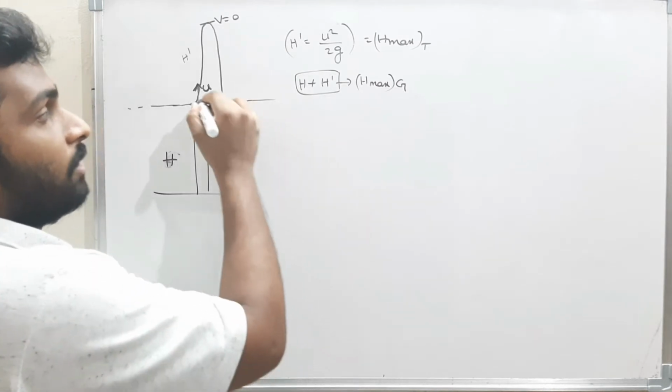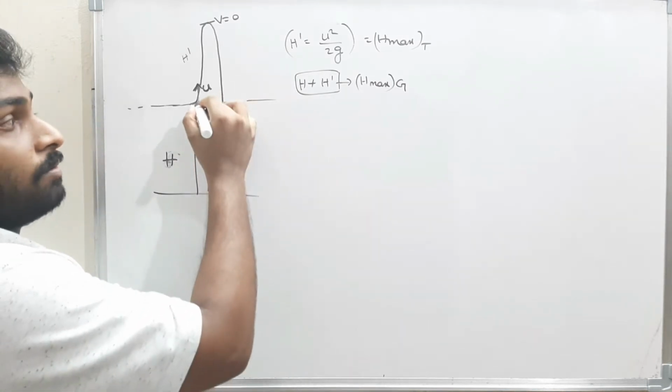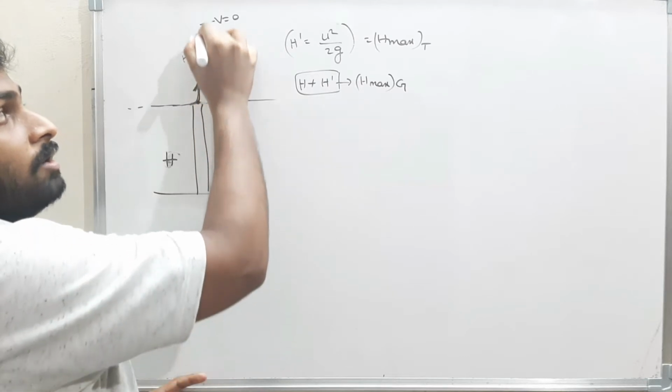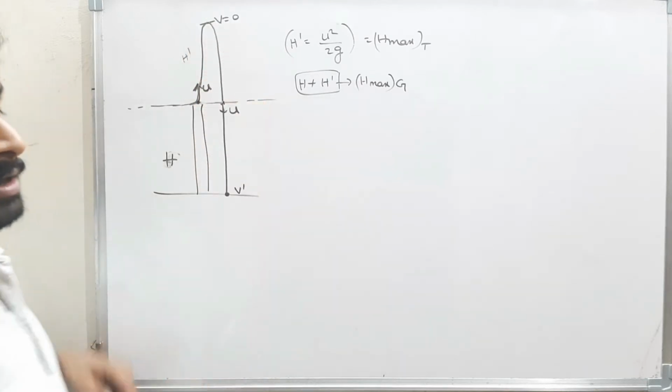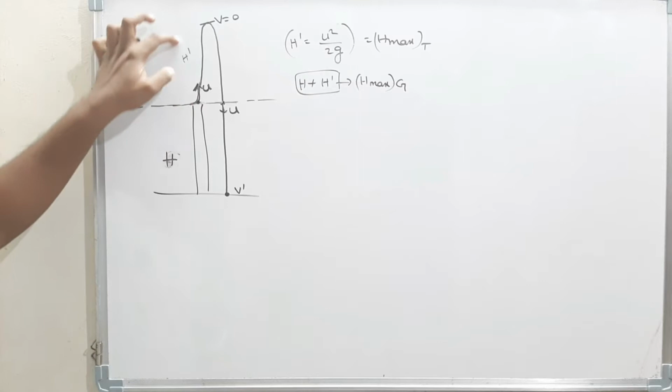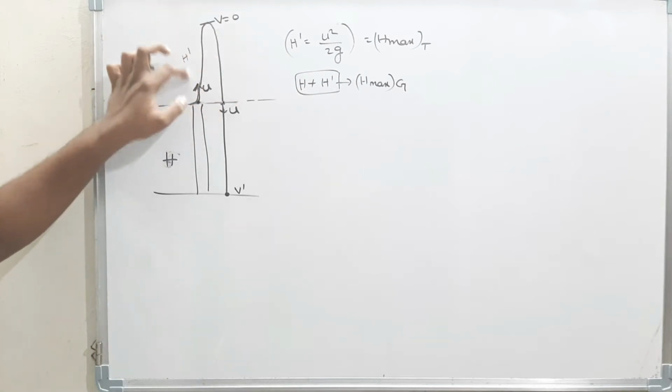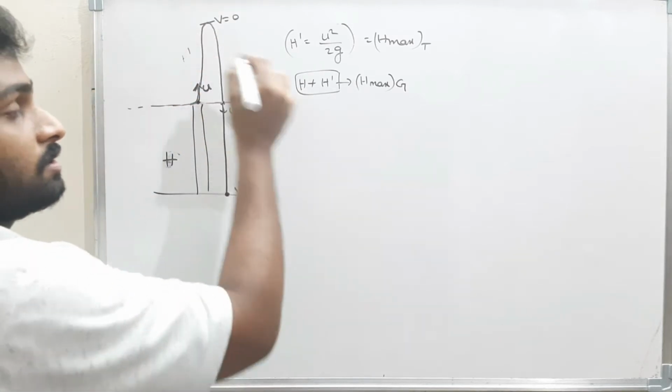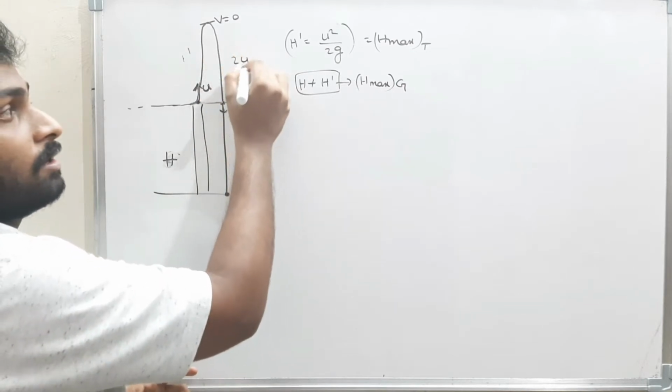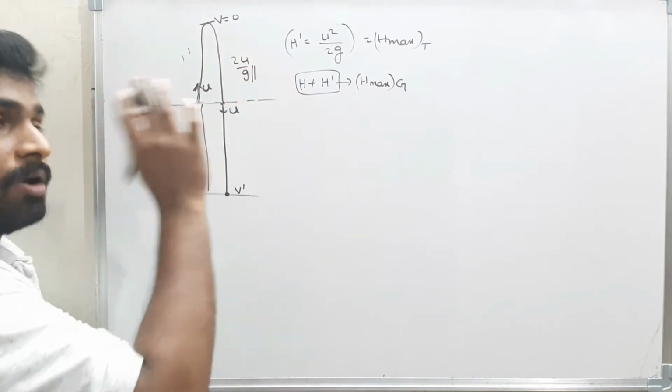Now what is the time of flight? What is the time taken by the body to move from here and again come back to the same reference line? That is nothing but the time of flight. What is this? That is nothing but 2u by g. Okay, already we know this.